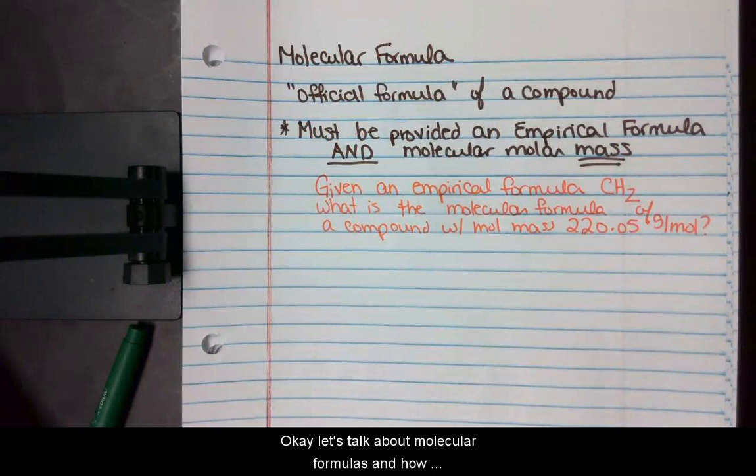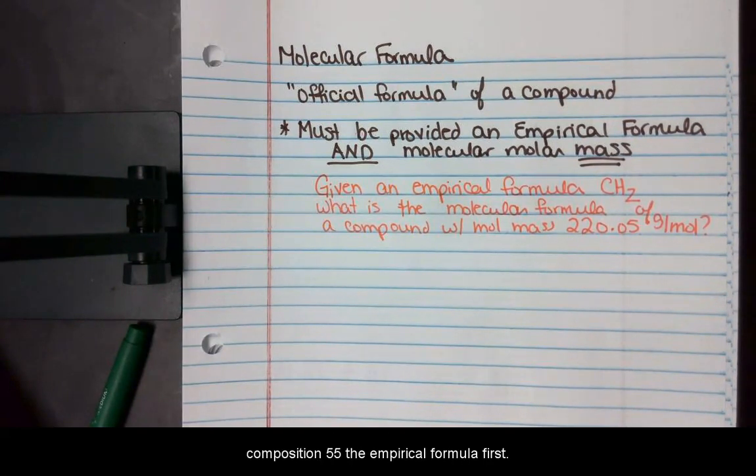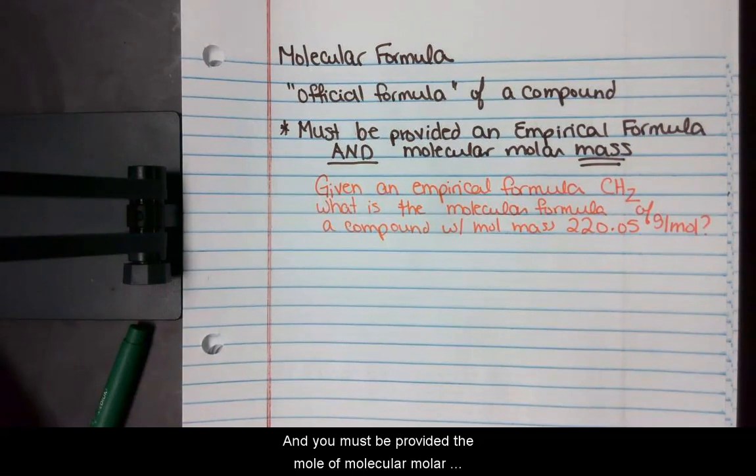Okay, let's talk about molecular formulas and how to find them from an empirical formula. So remember, your molecular formulas are the official formula of a compound. You must be provided an empirical formula or a way of finding the empirical formula. So if you're given a percent composition, you have to find the empirical formula first before finding the molecular formula. And you must be provided the molecular molar mass in order to find the molecular formula.